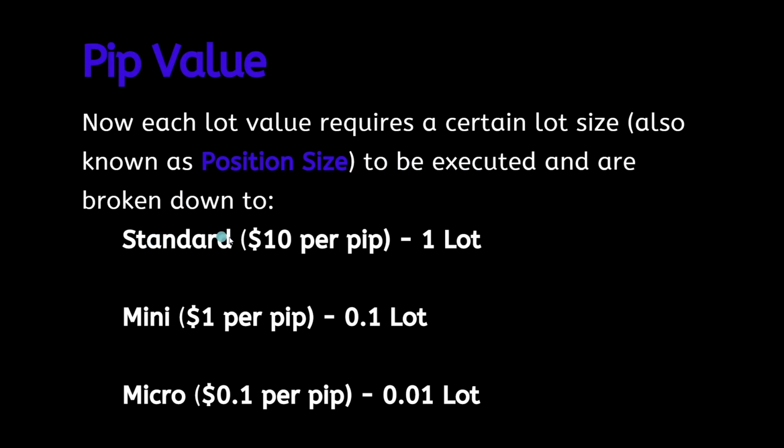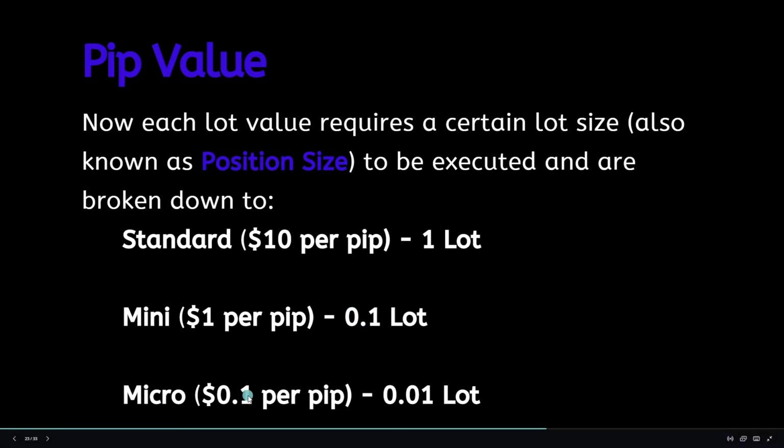into. So for every standard lot, every $10 per pip you take, in the platform you use to execute, you take a one lot, a size of one lot. We'll get into this later on. A mini, you execute 0.1 lot, and micro, you execute 0.01 lot.